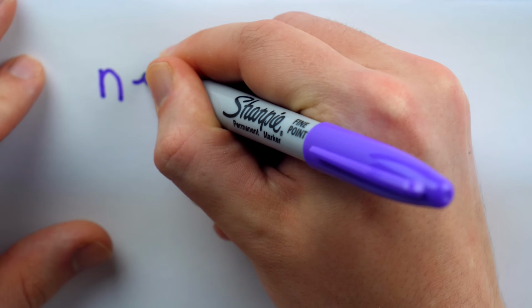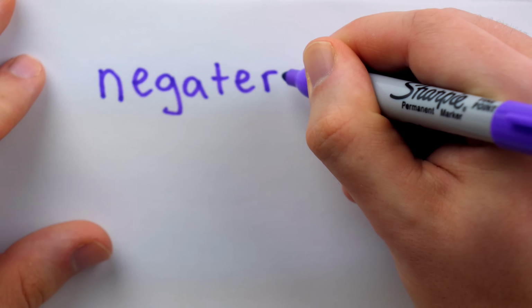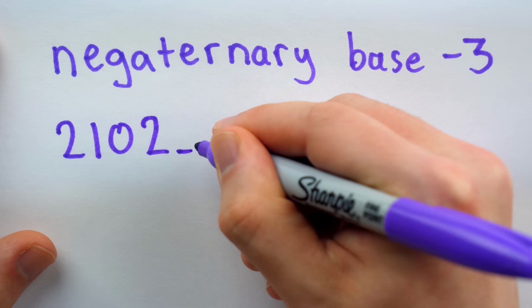Let's do one more example in negaternary. This is a base negative 3. So what does the number 2102 represent in negaternary?